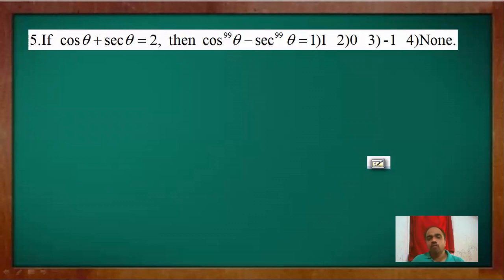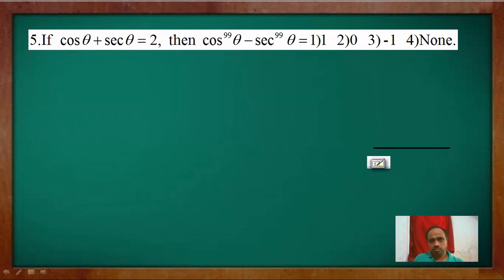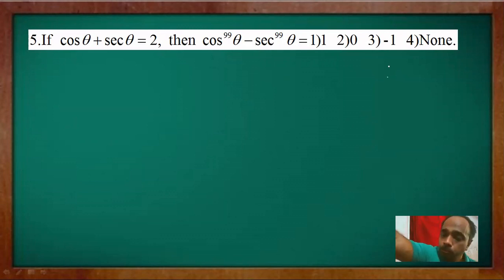One. Divya is saying 1. Others? Option A, you are telling. Okay. Option A. Balraj Naik says 0 is the answer. Means option 2.